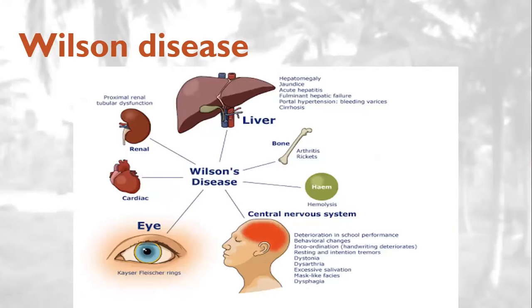Wilson disease is a rare genetic disorder characterized by excess copper stored in various body tissues, particularly the liver, brain, and corneas of the eyes. The cause of this disease is a mutation in the Wilson disease protein ATP7B gene. This condition is autosomal recessive. For a person to be affected, they must inherit a mutated copy of the gene from both parents.